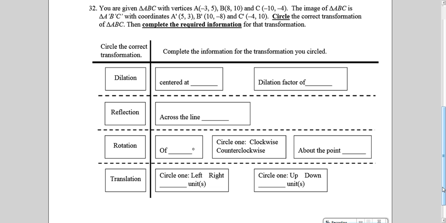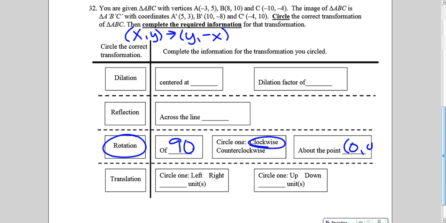All right. So let's see. We started out at -3, 5, 8, 10, and then -10, -4. So if I started off with x, y, what I have here is I flip my points and took the negative. So y, -x is a rotation of 90 degrees clockwise about the point 0, 0. It also could be 270 degrees counterclockwise, whichever one you got.